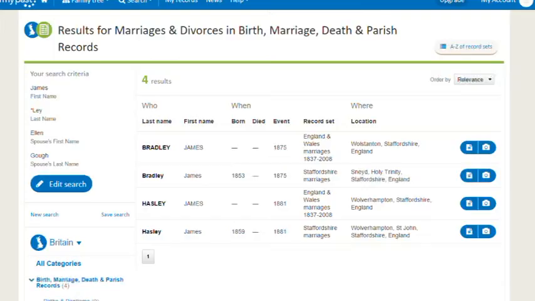Obviously I couldn't have found the church record in the state-run Catherine House that I was visiting, but you've got far more bites of the apple, as it were, by using genealogical websites. So I'm immediately drawn towards James Hasley because he was married in Wolverhampton rather than the James Bradley who was married somewhere else, Staffordshire or somewhere. So I'm going to look at the church record of James Hasley, and I'll show you why in a moment.